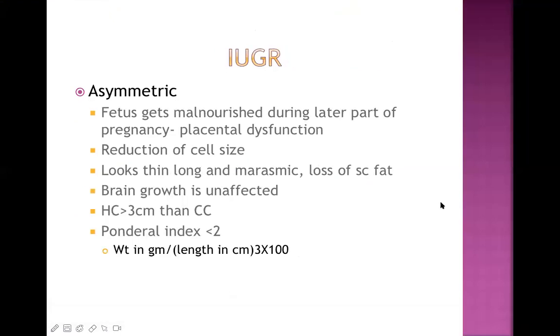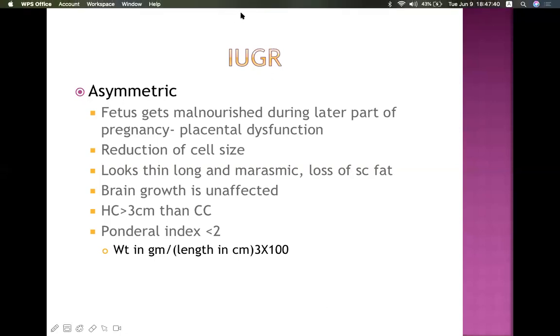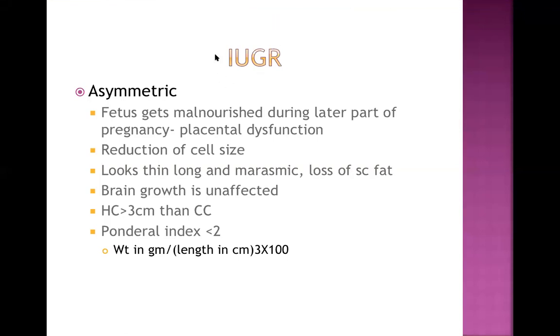Now after discussing the problems of the preterm baby, let's talk about IUGR, or intrauterine growth retardation. What are the problems and what are the types? There are two types of IUGR baby: asymmetric and symmetrical IUGR. So let's differentiate them first and then talk about the problems.